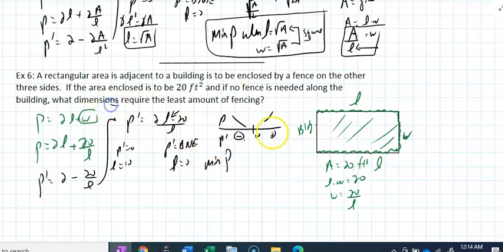And again, they want the dimensions. At the length, we said is 10. And if you put a 10 in there, isn't that a 10? And that would be in feet. Length equals the width, which is 10 in this case. So it's also a square.